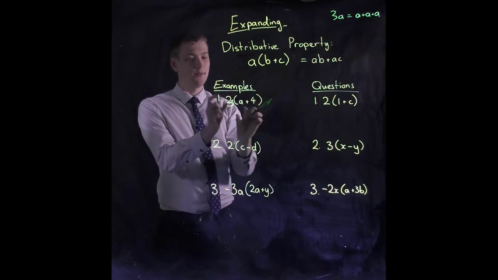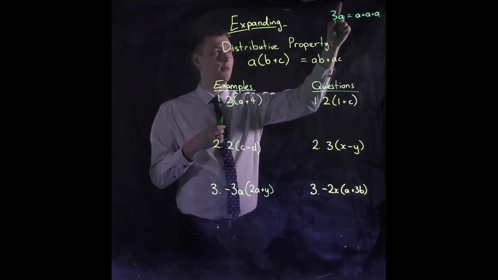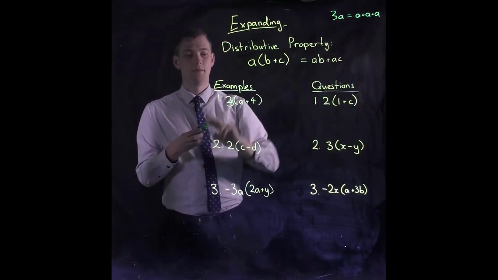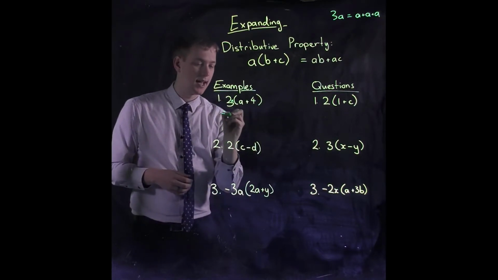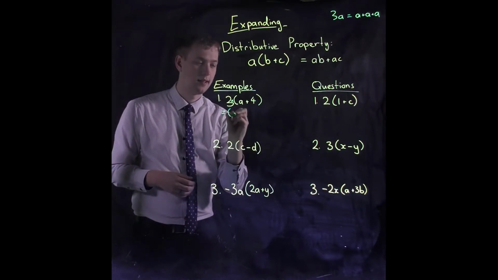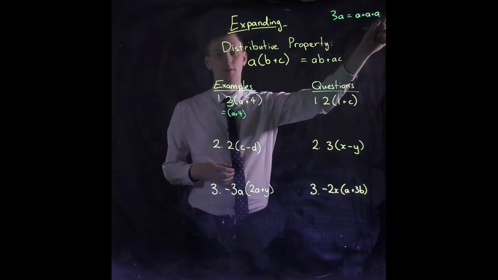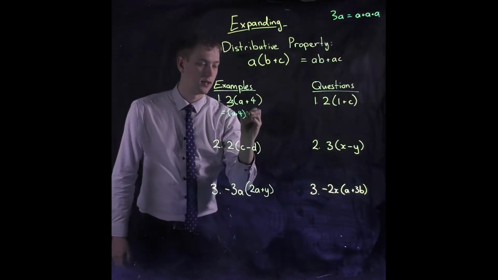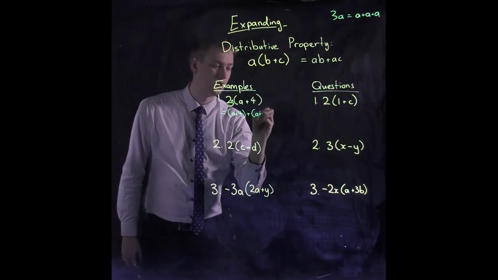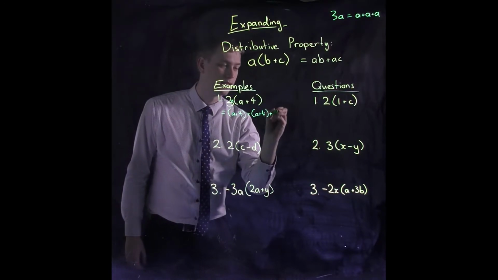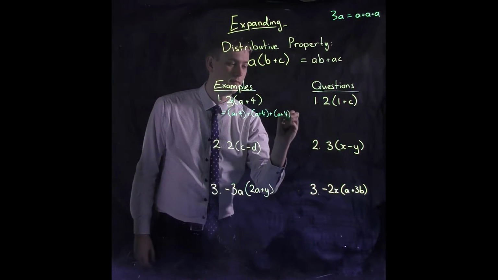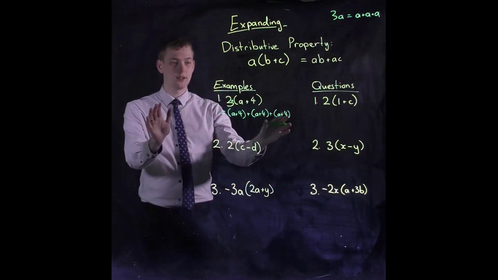Now we've got the same thing happening here. Instead of a, we have brackets with a whole lot of stuff in it. But we can do the same thing. So we can write out a plus 4, three times, because that's the number there. So that plus a plus 4, plus a plus 4. Okay, so we've written all of this.